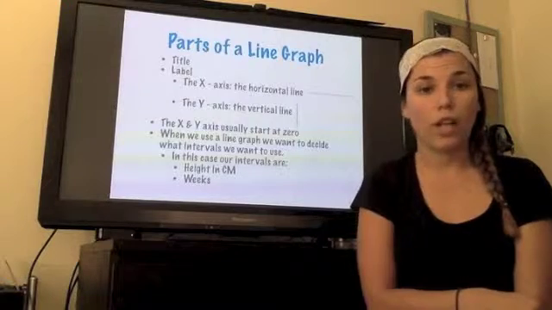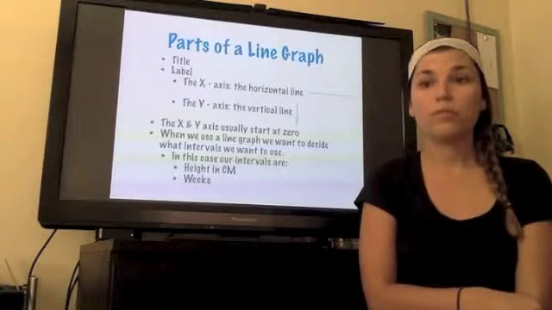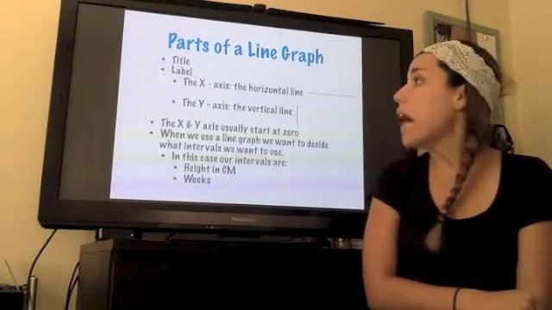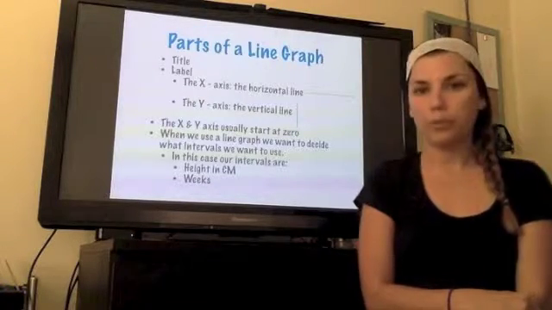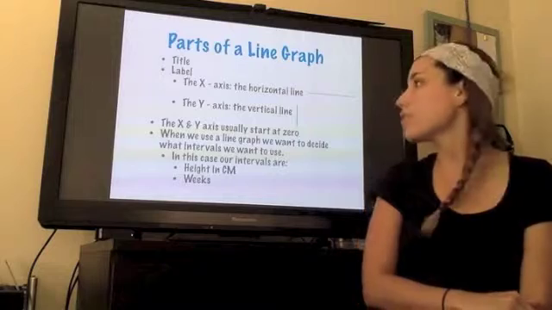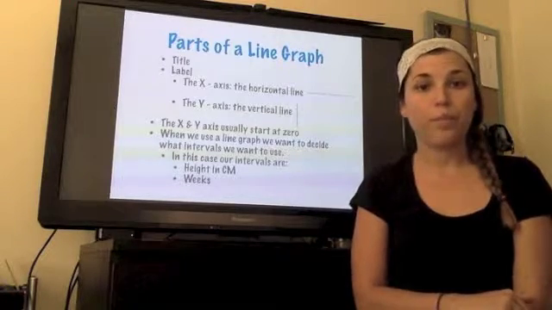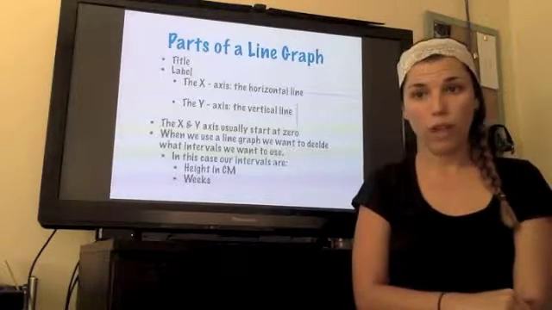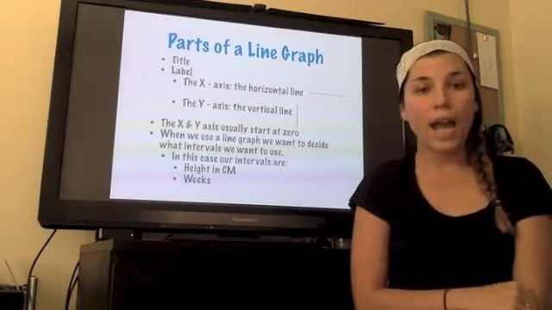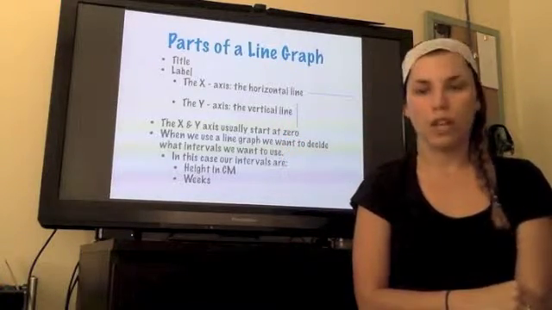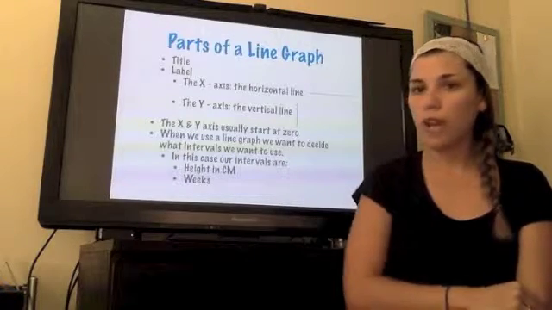Here are some parts of a line graph that you will need to know. All line graphs have a title, and their x and y axes are labeled. The x-axis is the horizontal line. Everybody show me a horizontal line with your arm. Great. The y-axis is the vertical line. Everybody show me a vertical line with your arm.